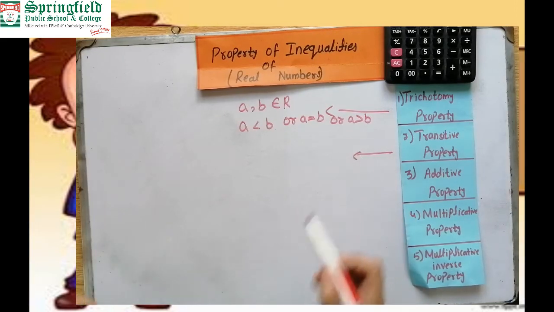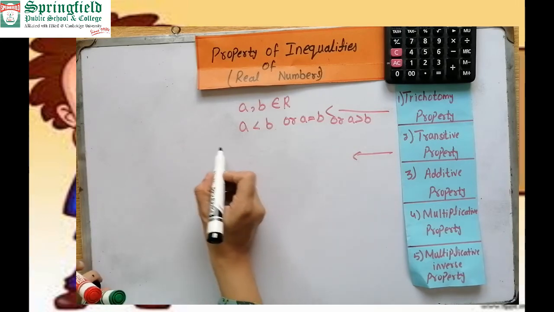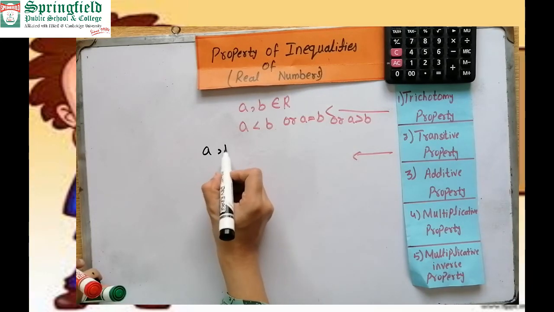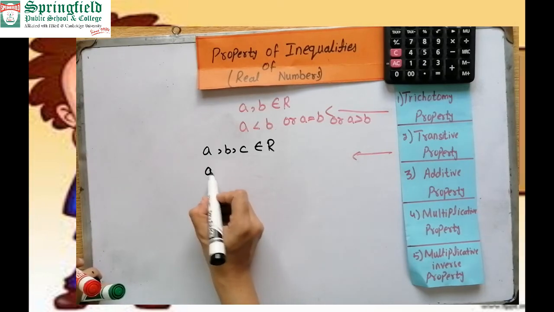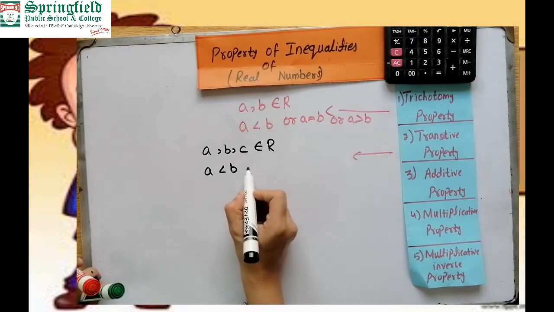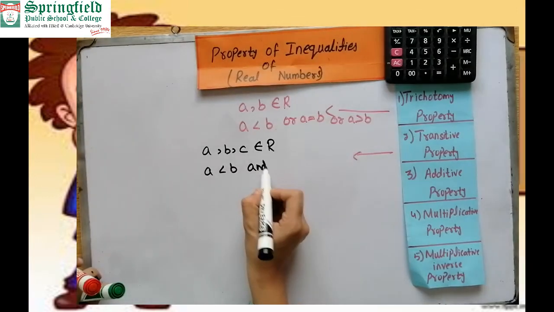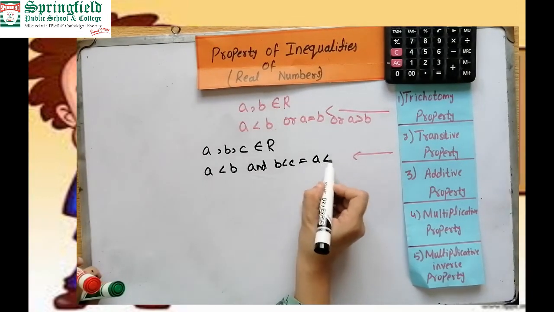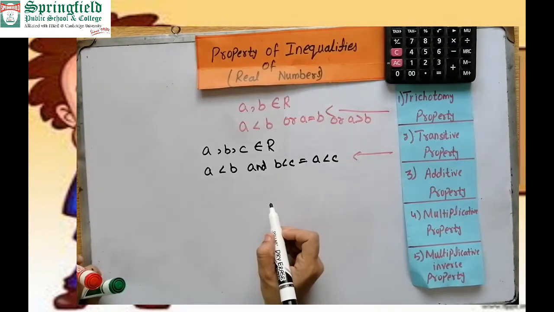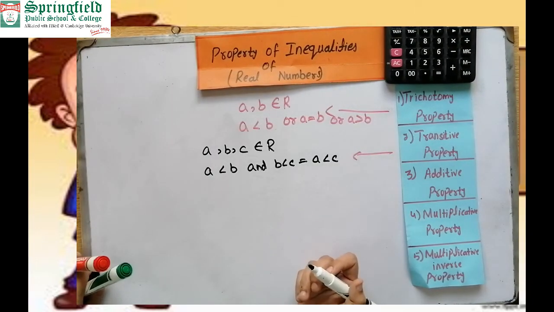And the second one is the transitive property. It means A, B and C belong to the real numbers, then if A is less than B and B is less than C, then A is less than C.